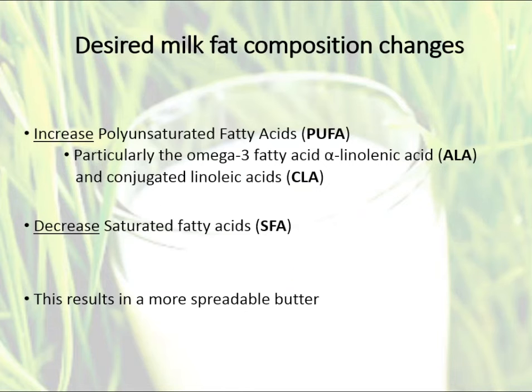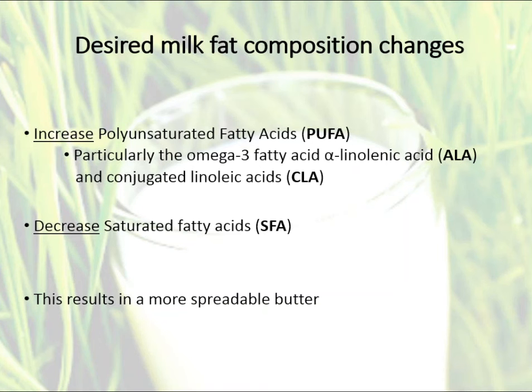Okay, so desired milk fatty acid composition, as far as we're concerned, we want to increase those polyunsaturated fatty acids, particularly those omega-3 fatty acids, the main one being that ALA, and we also want to increase those conjugated linoleic acids, or CLAs. And just by the factor of proportion, by increasing those polyunsaturated fatty acids, we're going to decrease those saturated fats. And as I said, saturated fats are more benign than we once thought, but if we decrease those saturated fats, we leave more room for the polyunsaturated fatty acids. And also by doing this, we get a more spreadable butter product.